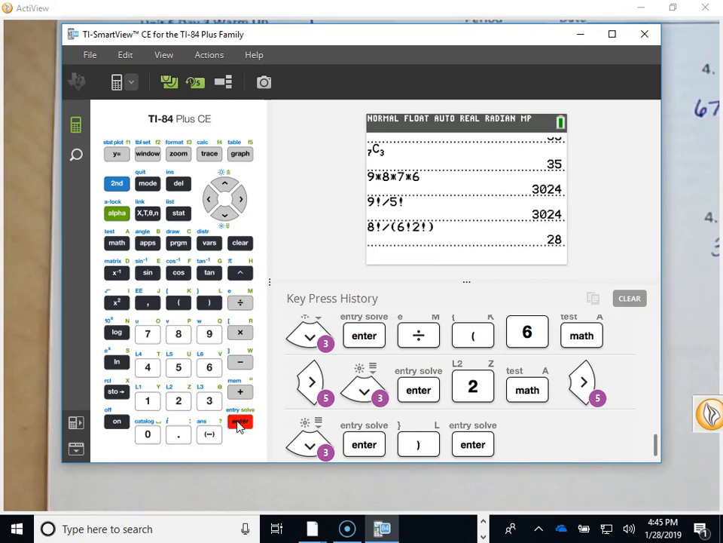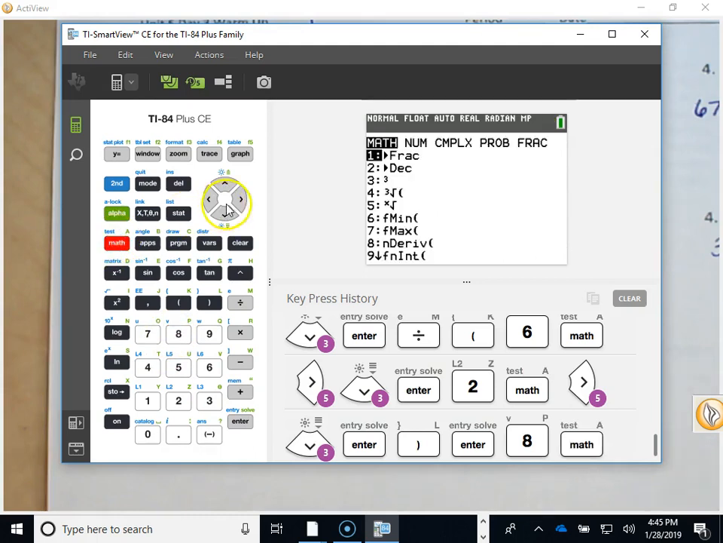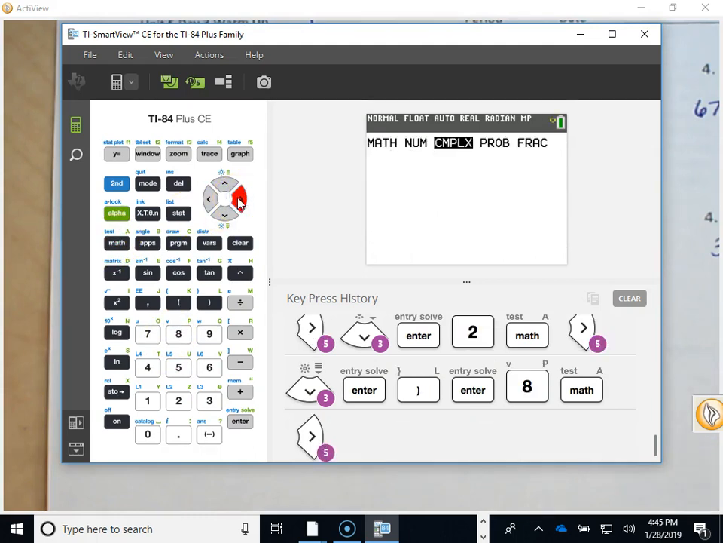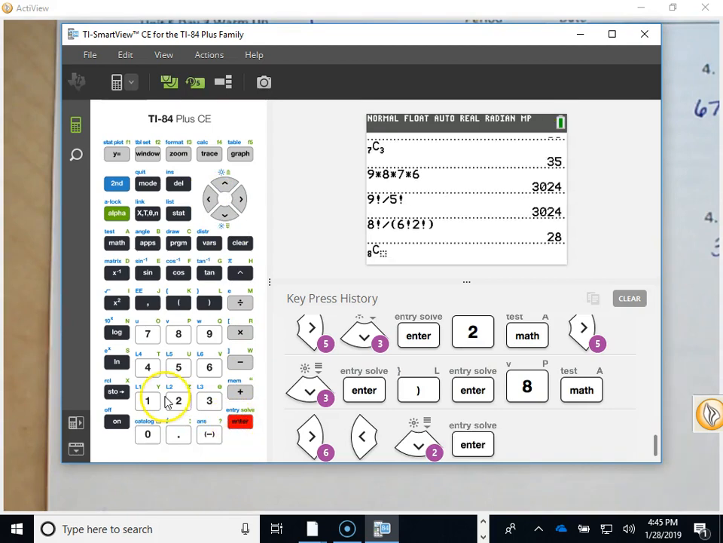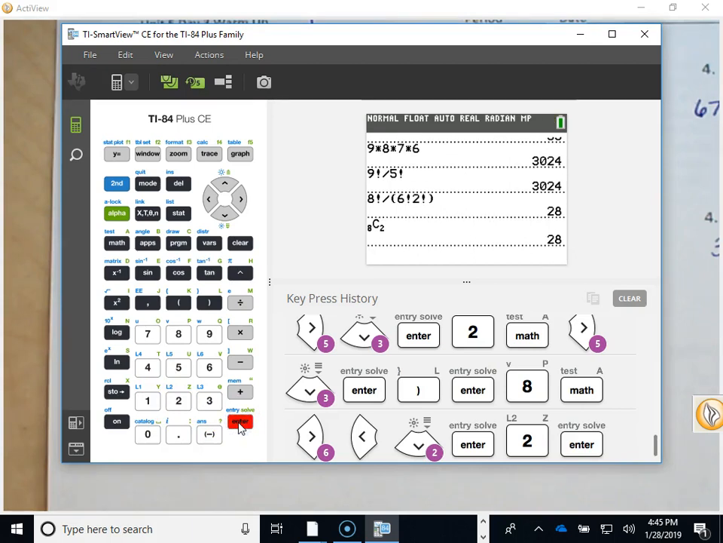So that takes a lot more punching into the calculator. It's just much easier to type the 8 and go to probability for combination. Oops, I went too far. For combinations, go down to the combinations button, which is the third one down, hit enter, and then you got your R, which is 2, and enter. That's so much easier. So we got 28.